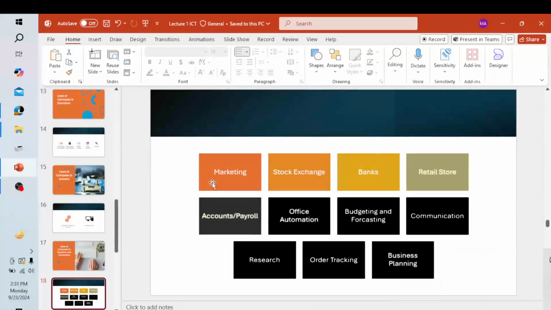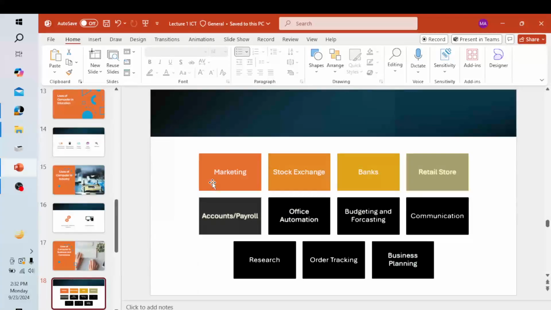Now, the next point is budgeting and forecasting. In budgeting, computers can be used to prepare detailed budgets and forecasts. Many programs are used to develop the detailed budget easily. They can also be used to forecast the future sales and business expansions. Spreadsheet programs such as Microsoft Excel can also be used for budgeting and forecasting.